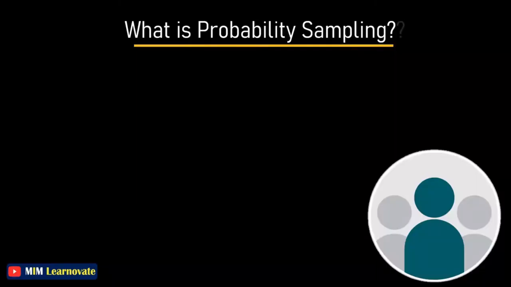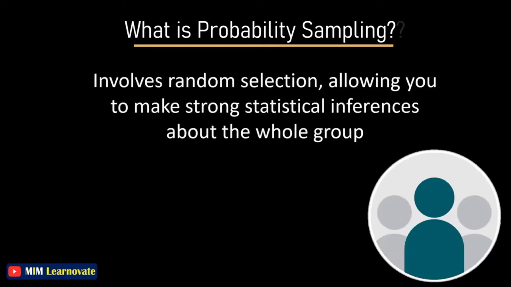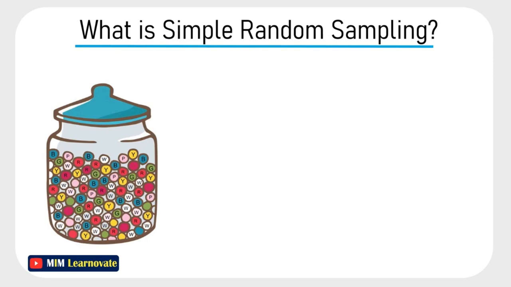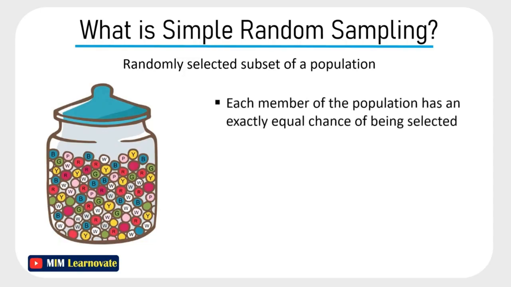What is probability sampling? Probability sampling involves random selection, allowing you to make strong statistical inferences about the whole group. What is simple random sampling? A simple random sample is a randomly selected subset of a population. In this sampling method, each member of the population has an exactly equal chance of being selected.